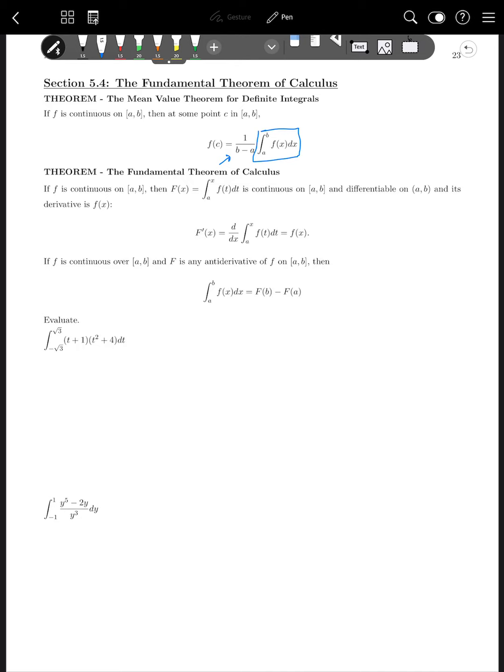So what this means for us is if f is continuous over [a, b] and F is the antiderivative of f on [a, b], then the definite integral from a to b of f(x) is simply the antiderivative at b minus the antiderivative at a. So for example, if I wanted to find the definite integral from negative square root of 3 to square root of 3 of (t + 1)(t squared + 4) dt, what I want to do is find the antiderivative of this function first, and then plug in the values, plug in each value.